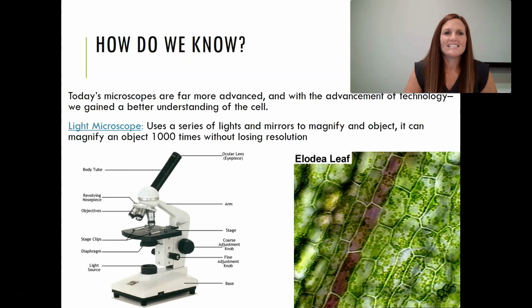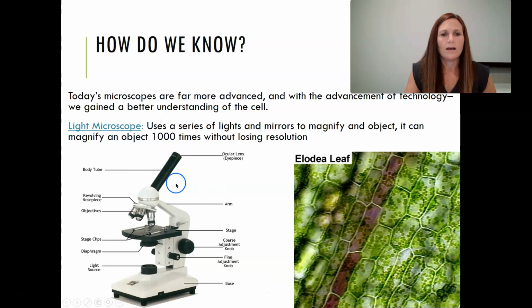So how do we know any of this? We study using light microscopes. Light microscopes use a series of mirrors and beams of light to magnify an object. And so a light microscope like this one can magnify an object up to 1,000 times.